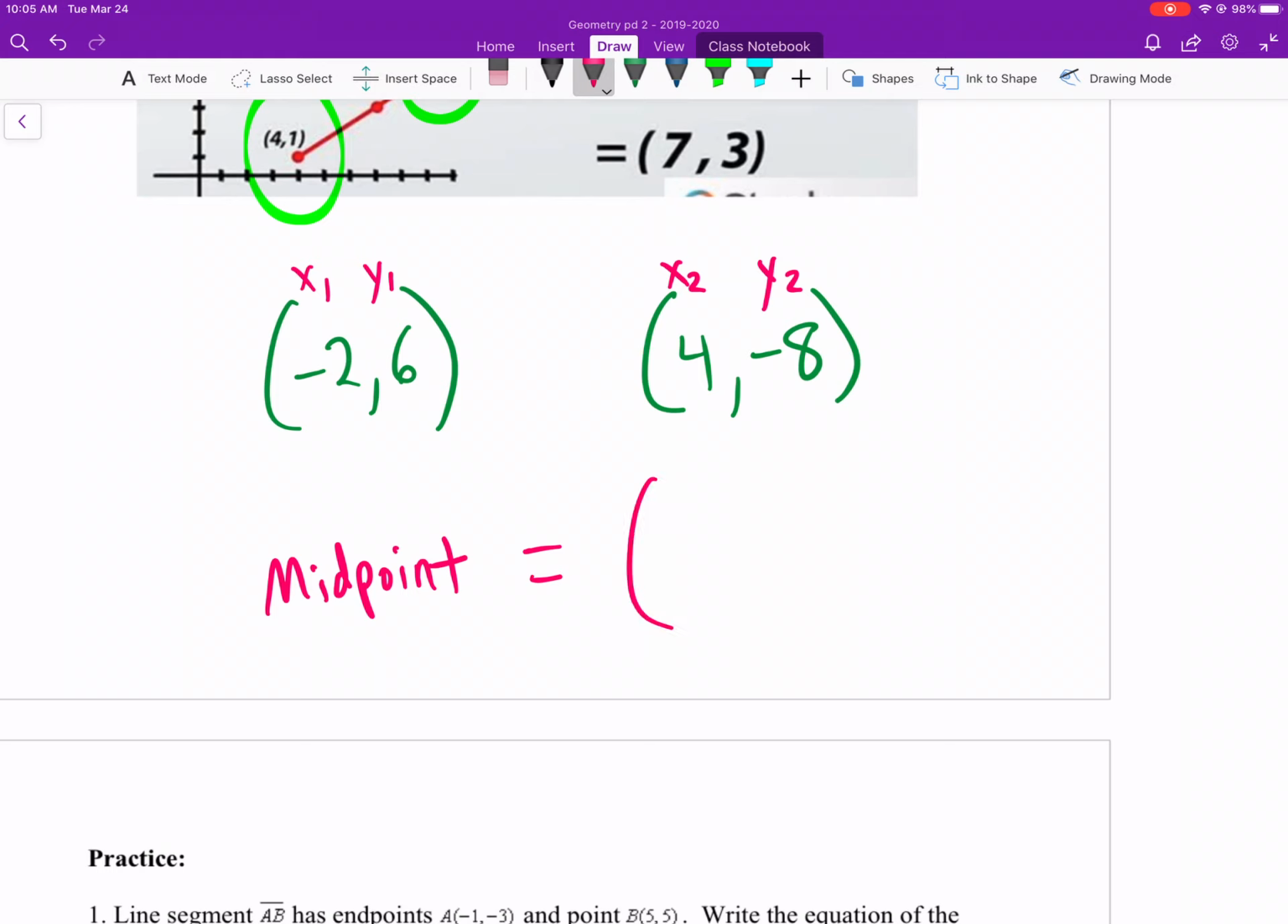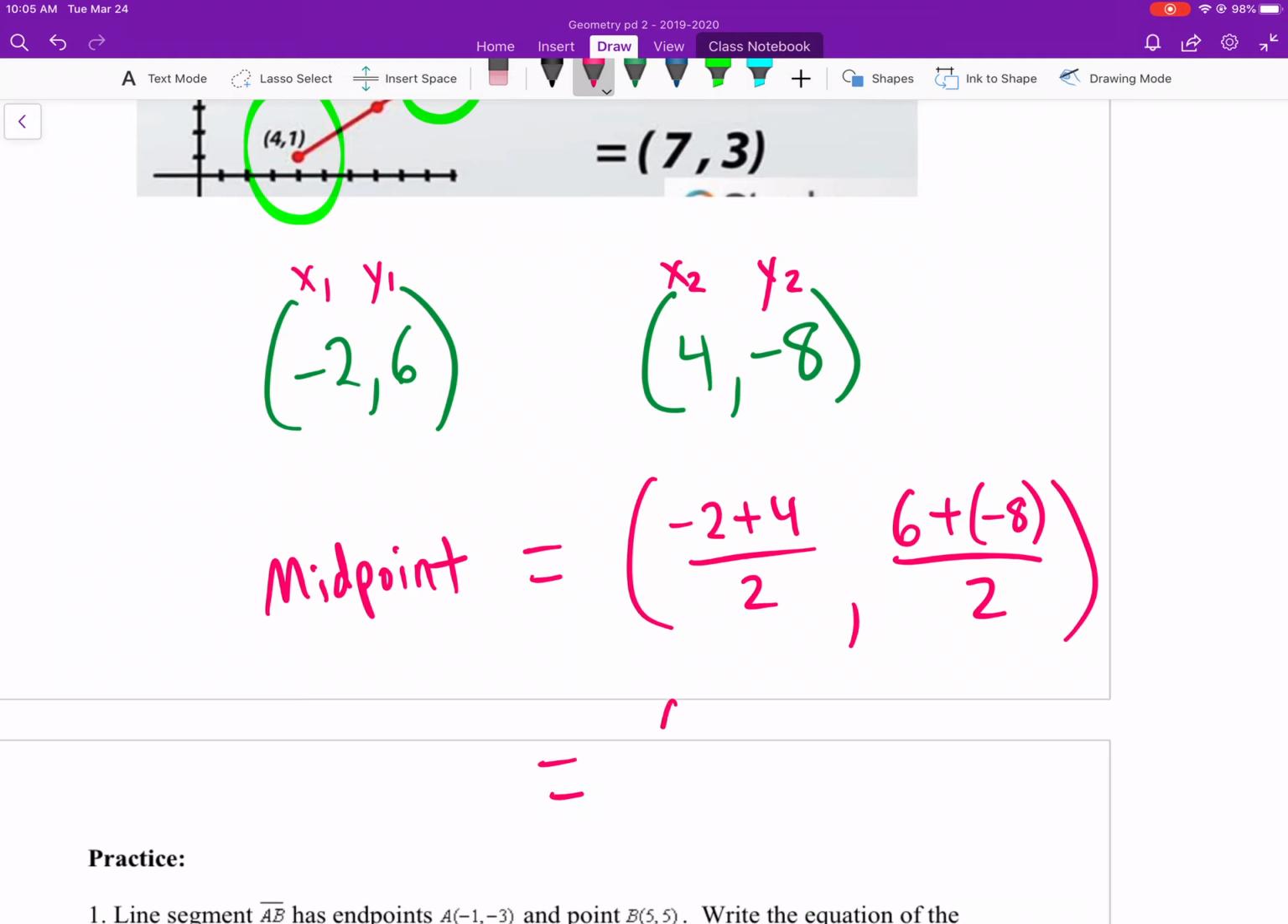is, add those x's, negative 2 and 4, and divide by 2. Add the y's, 6 and negative 8, and divide that by 2. So we have the average of the x's and the average of the y's. Negative 2 plus 4 is 2, divided by 2 is 1. Then 6 plus negative 8 is negative 2, divided by 2 is negative 1. So that would be your midpoint, the xy point you would use for substitution.